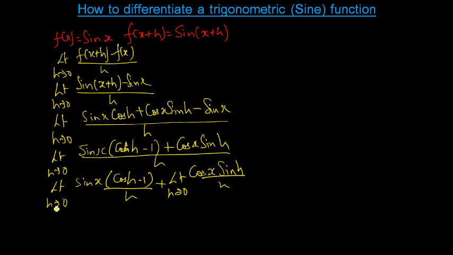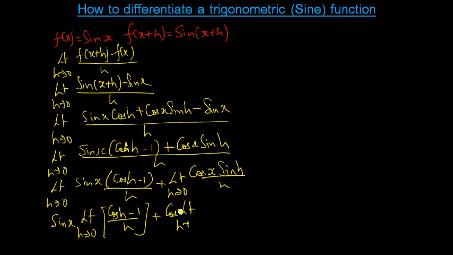Since sin x doesn't involve h, it can be taken out, sin x, and the limit is applied only for this part, cos h minus 1 over h. The same comes here, cos x can be taken out and the limit is applied only for sin h over h, which we know obviously is 1. We have done this in the video on limits. Therefore, this part is cos x times 1. And what about this part?